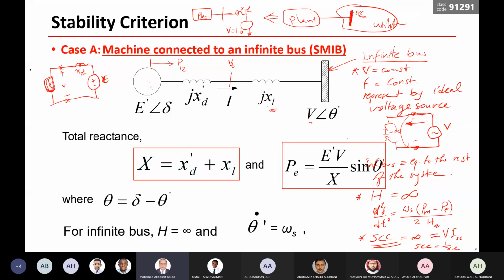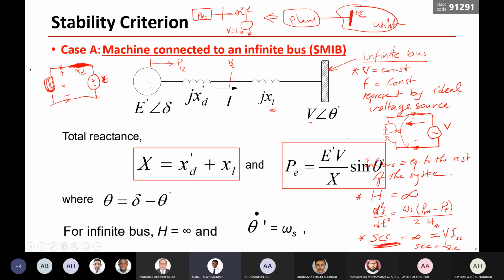But if this is an infinite bus, the reactance is zero. Why is the reactance zero? Because infinite bus means the short circuit capacity equals infinity. The voltage here is constant. It doesn't change. So you have zero reactance, and the voltage at the load is constant whether you increase or decrease the load. Is it clear, Abdulaziz? Yes, thank you, Doctor. Okay. Any other question?